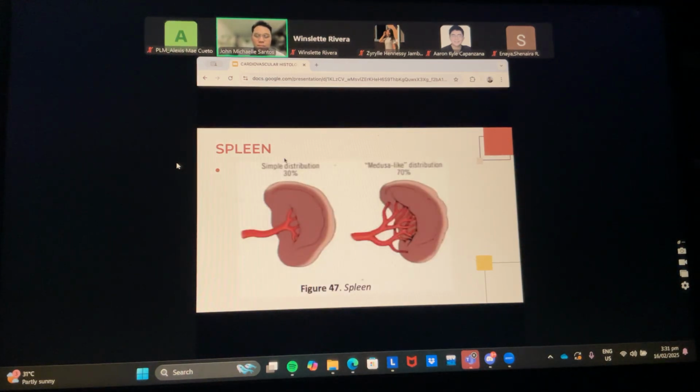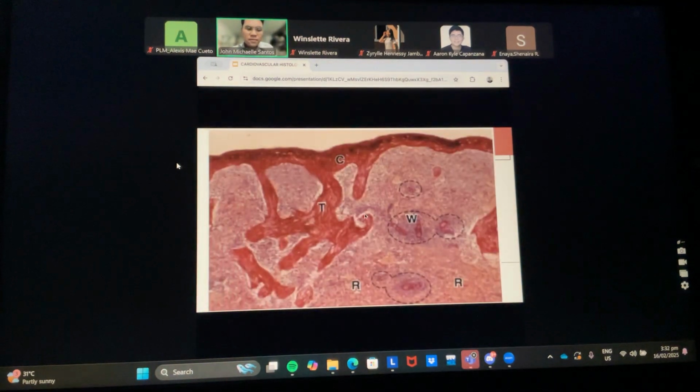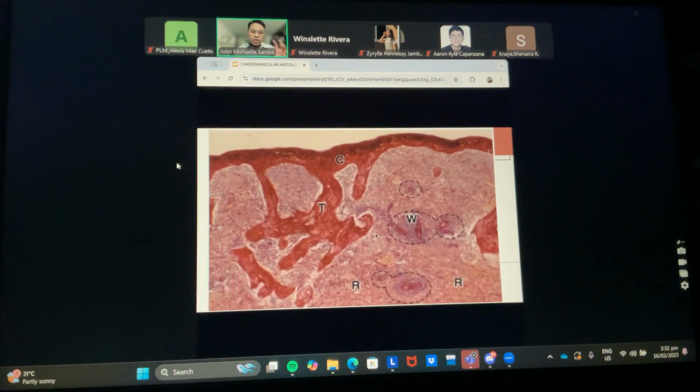So the blood supply, it can either be the simple distribution type and the medusa-like distribution. Ano yung significance nito? Kapag medusa-like distribution kasi, ibig sabihin nito, mas madami siyang blood supply. Kaya nga, yung spleen natin is considered to be highly vascular. So anong mangyayari dyan? Pag tinignan mo siya, histologically, sobrang red niya. Ayan, no? This is your capsule, trabeculae, and then your connective tissues. Your connective tissue containing now your red pulp and your white pulp.